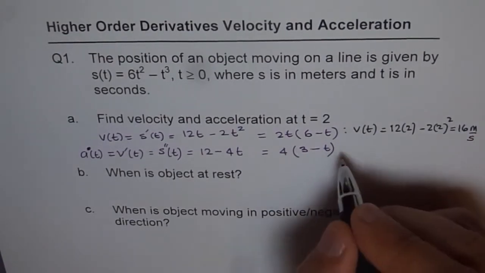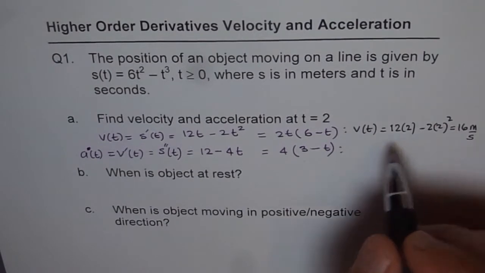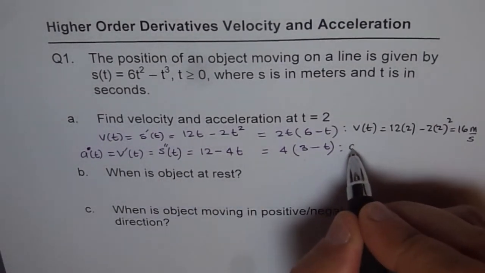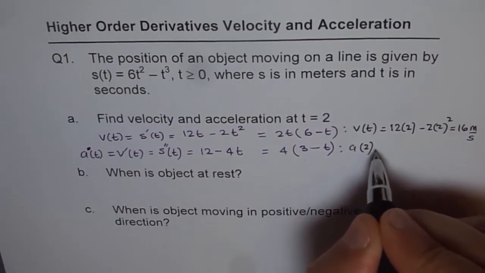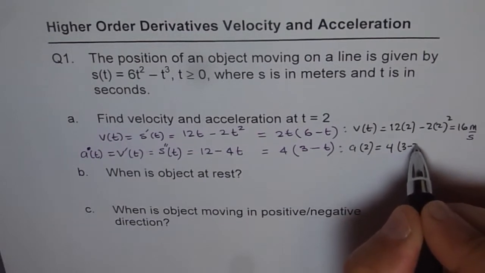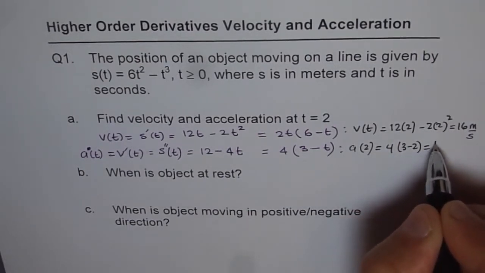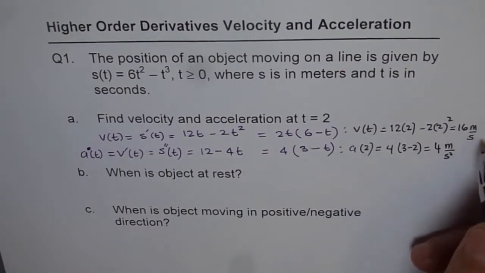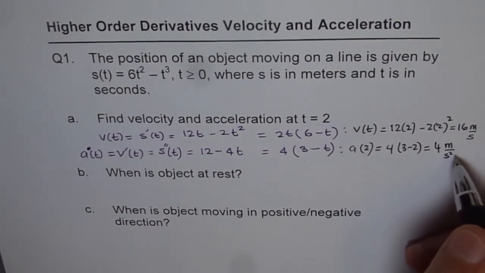Now that's velocity at t equals 2. Now to find acceleration, let's find a at 2. We substitute there: 4 times (3 minus 2), that is 1, which gives me 4. And the units will be meters per second squared, since acceleration is the derivative of velocity with respect to time. That's how you get your answer.